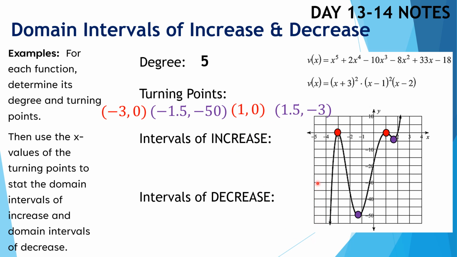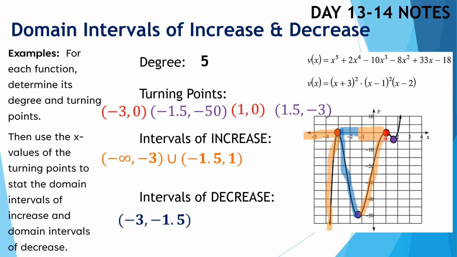The first section of our domain is increasing, and that is from the far left, -infinity to -3. The second section between the first and second turning points is decreasing. That occurs from -3 to -1.5 across our domain. When we get to -1.5, we change direction again, and that takes us all the way from -1.5 to +1 on the x-axis. We have a teeny tiny little section, a decrease between 1 and 1.5.